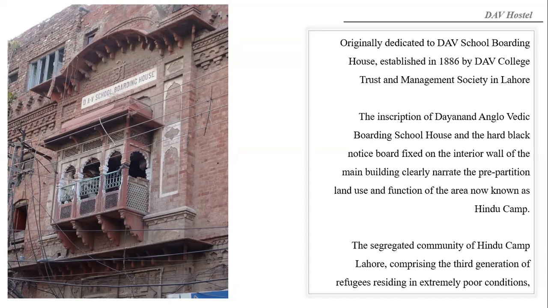This building was established in 1886 by the DAV College Trust and Management Society in Lahore, but later in 1947, during partition, the DAV hostel building was used to provide shelter to the refugees coming from India.